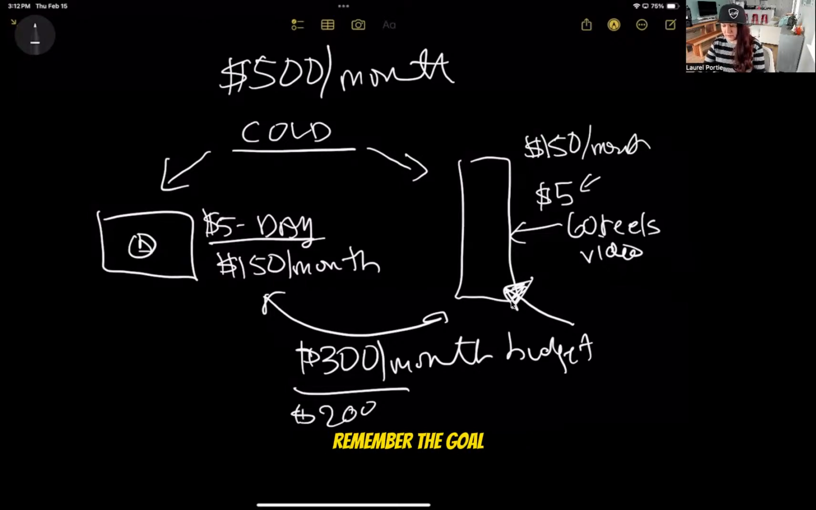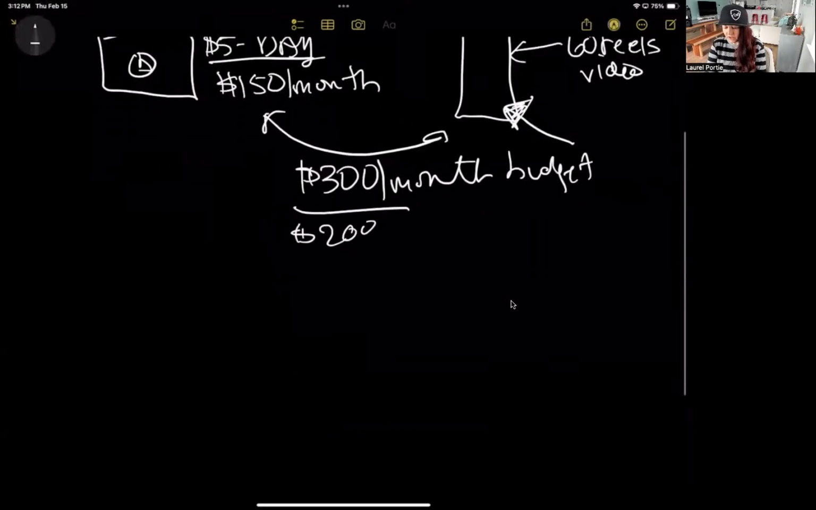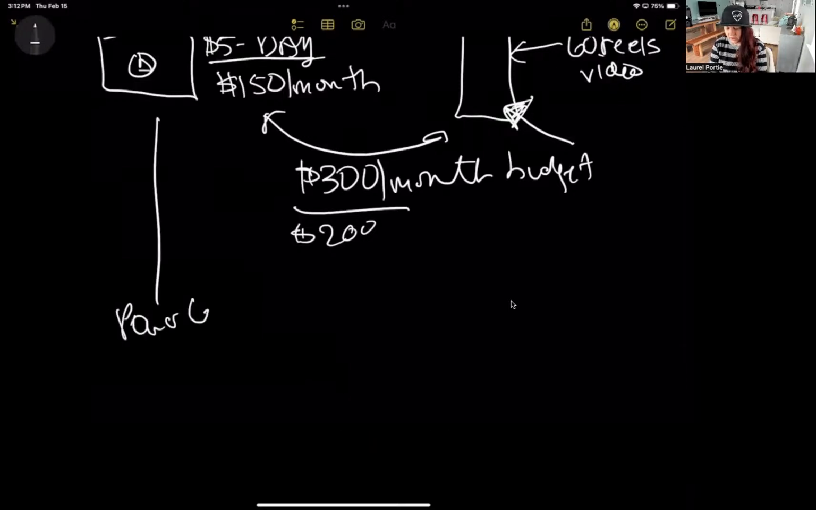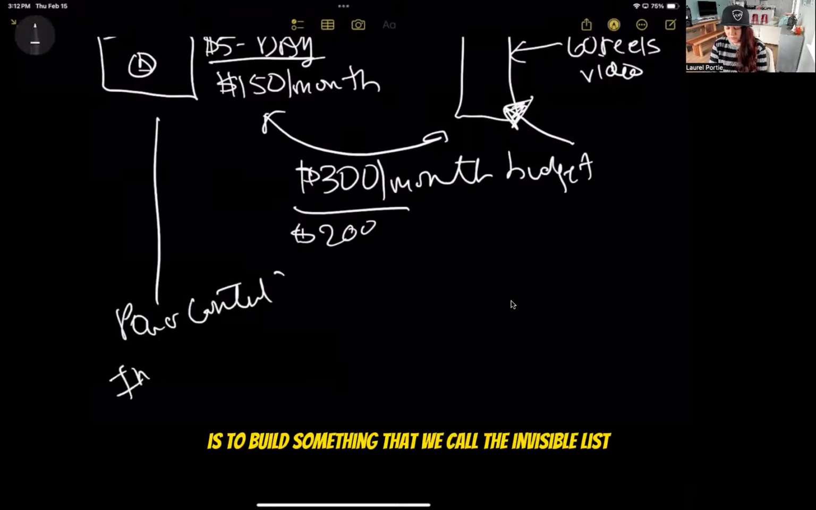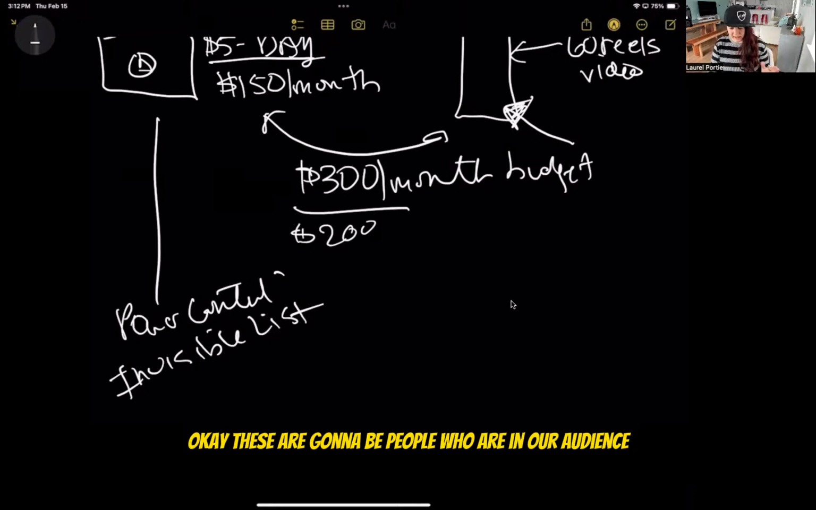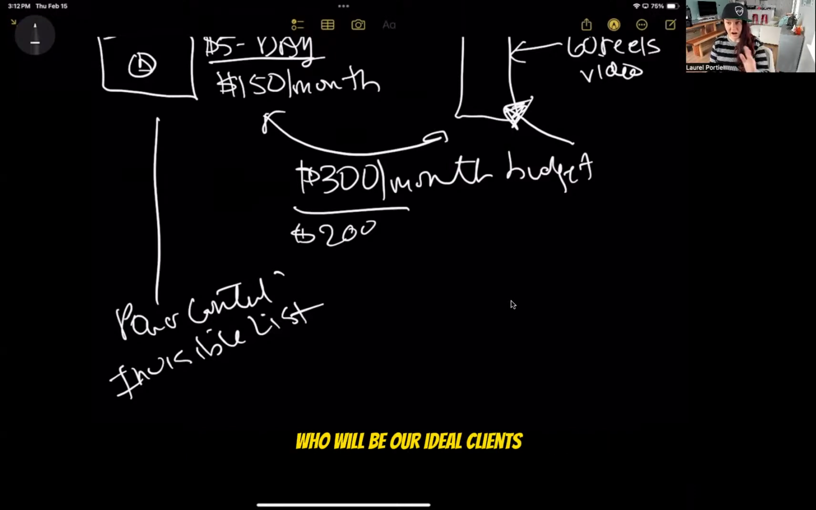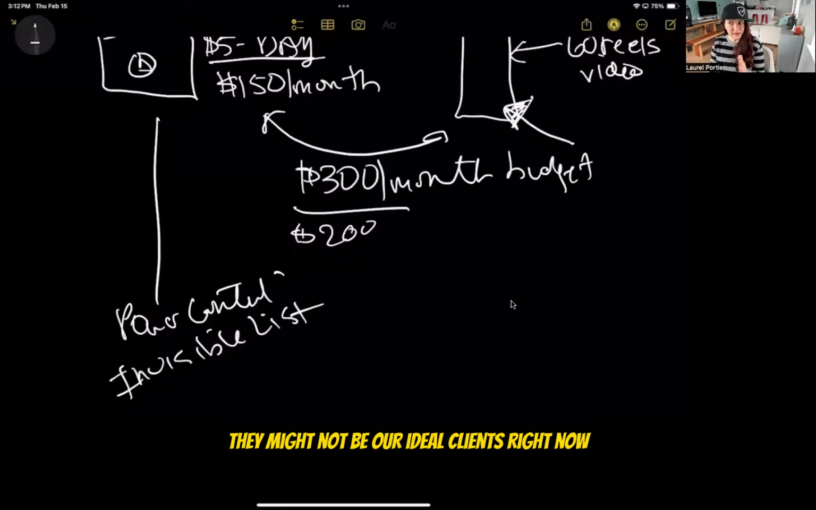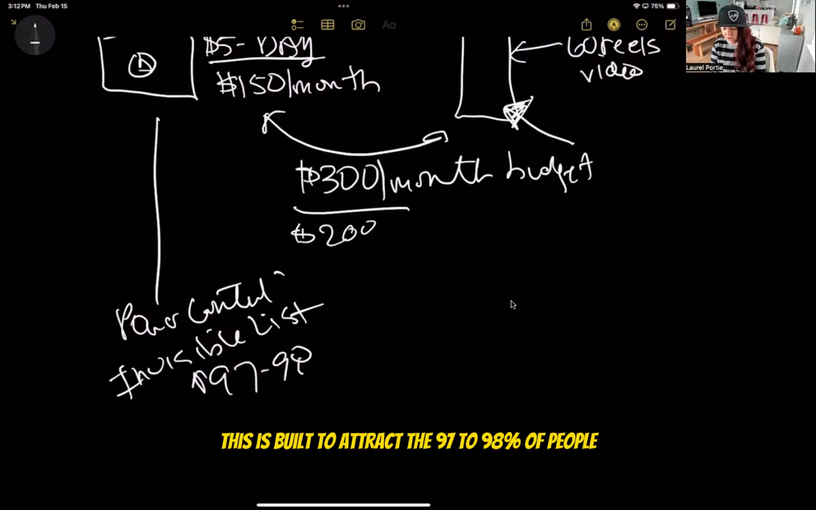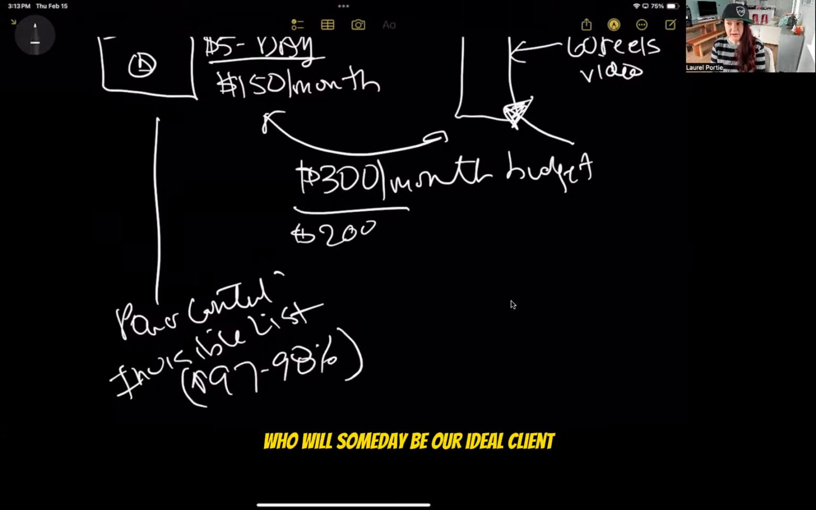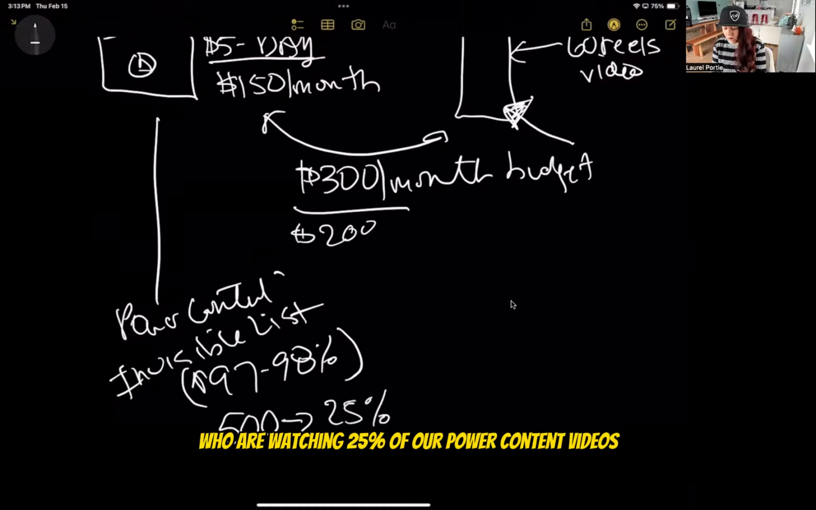Because at the end of the day, remember, the goal of power content is to build something that we call the invisible list, okay? These are going to be people who are in our audience who will be our ideal clients. They might not be our ideal clients right now, but they will be, okay? This is built to attract the 97 to 98% of people who will someday be our ideal client. We want to add 500 people every single week who are watching 25% of our power content videos.